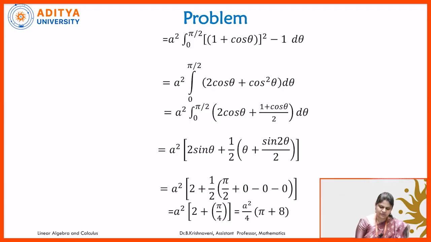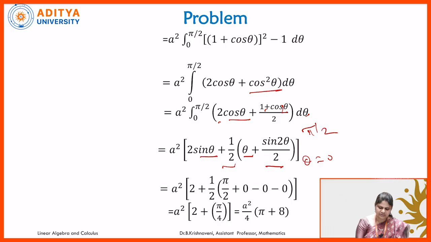So on simplification you get 1 plus cos theta whole square minus 1, which is equal to 2 cos theta plus cos square theta. And here cos square theta can be written as 1 plus cos 2 theta by 2. Now do integration with respect to theta. 2 into cos theta, integration is sin theta. And 1 by 2 you can take outside, integral d theta is theta. Cos 2 theta integration is sin 2 theta by 2. Now the theta limits are from 0 to pi by 2.